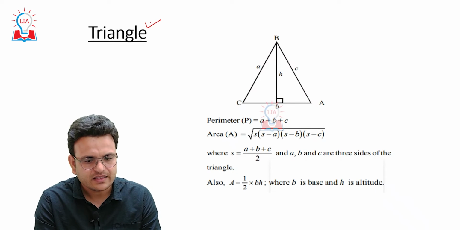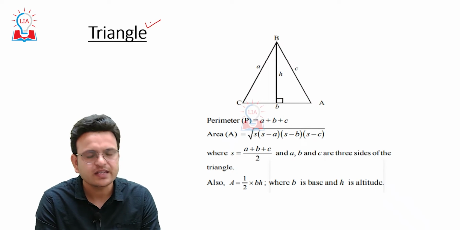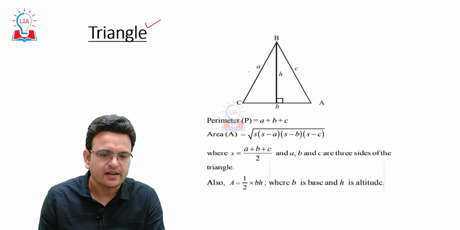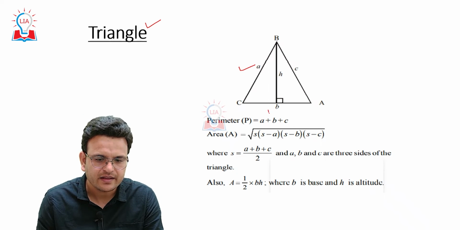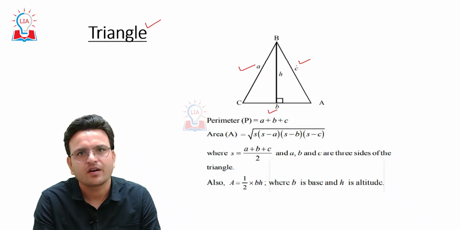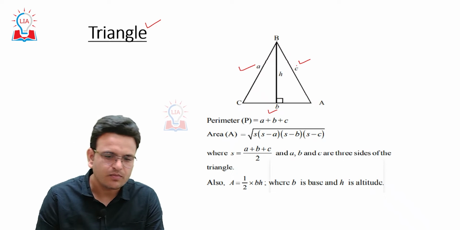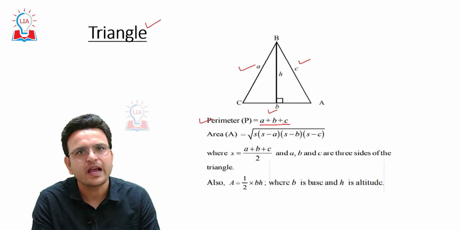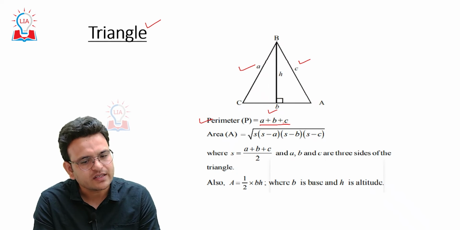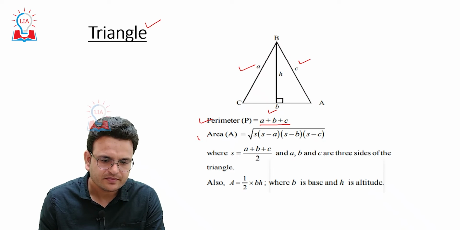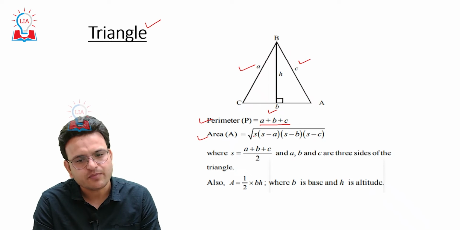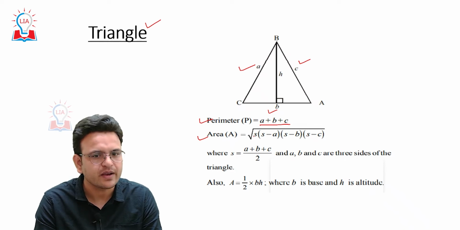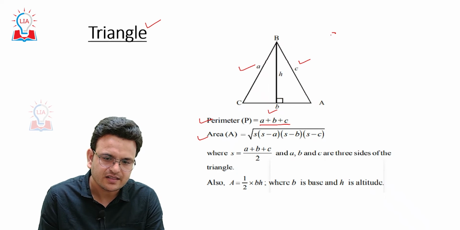So here in the triangle we have to understand certain basics, like a triangle has three sides A, B, C. Then the perimeter of the triangle will be A plus B plus C. We have to just add all the sides. Then area will be root S, S minus A, S minus B, S minus C. What is S? S is nothing but the semi-perimeter, A plus B plus C by 2.